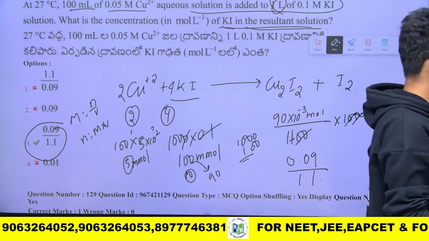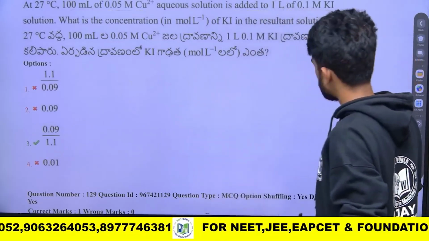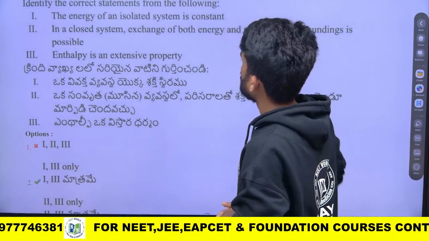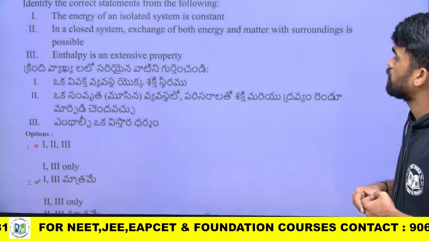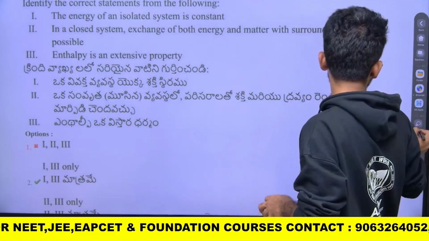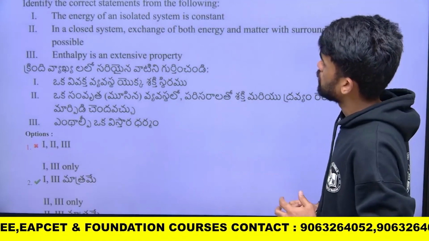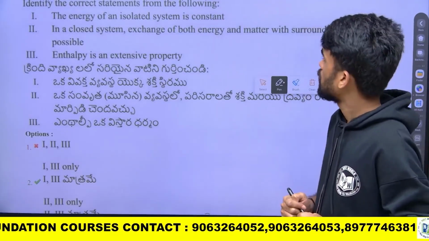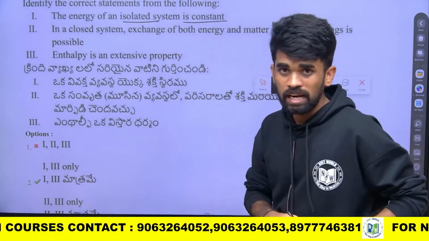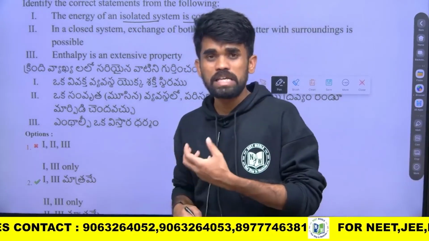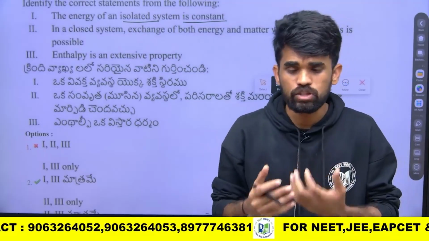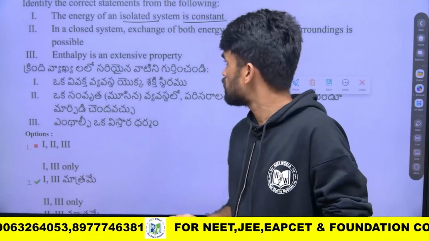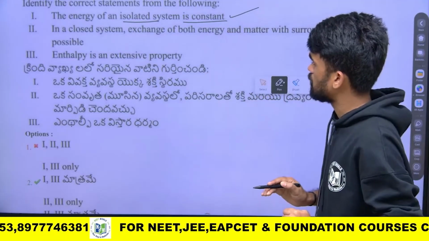Okay, then let's move further. Identify the correct statement from the following. Energy of an isolated system is constant. Okay, is that correct? Yes, I feel it is correct only. So what does the first law of thermodynamics say? The energy of an isolated system is constant, right? And the second law we will be studying says that entropy of a universe or entropy of an isolated system always tends to maximum or increases. That is what the second law says, and this is what the first law says. It is also correct.